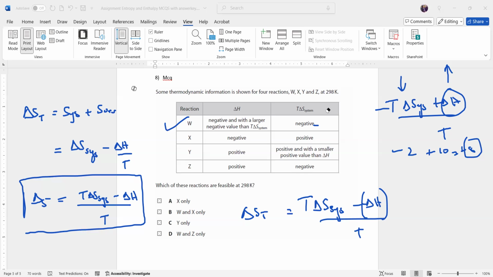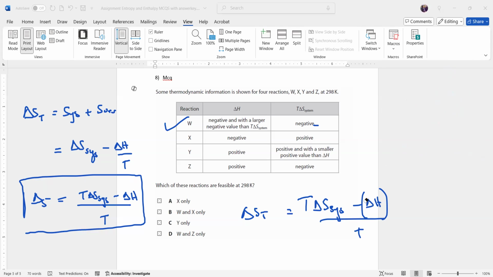When we check X, the second one, they said delta H is negative. So minus negative will become positive. And the product of T and delta S system is also positive. So definitely this can never be negative. This sum will always come out positive. If the sum always comes out positive, it means this reaction is also feasible. So W and X both are feasible.